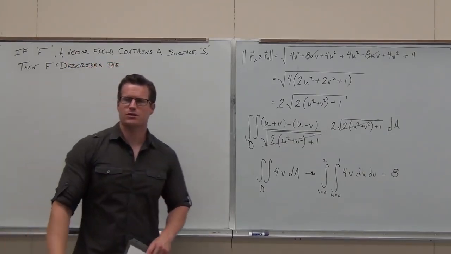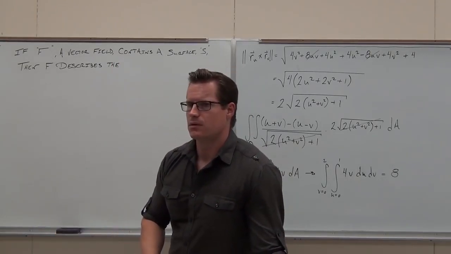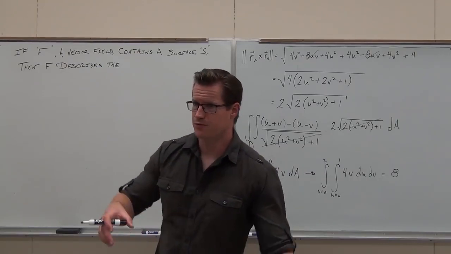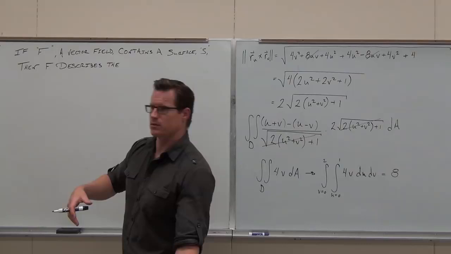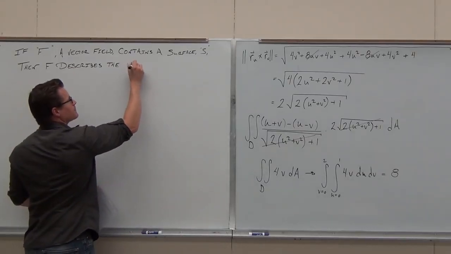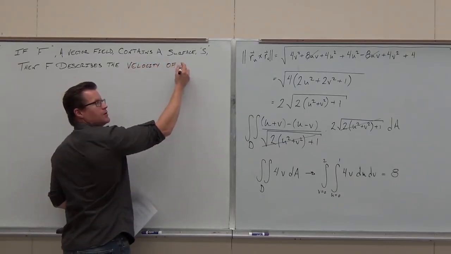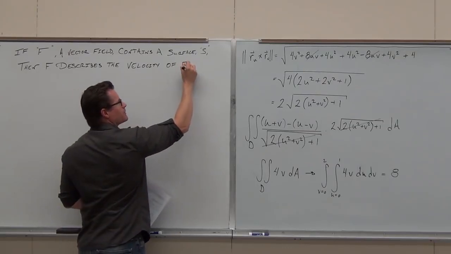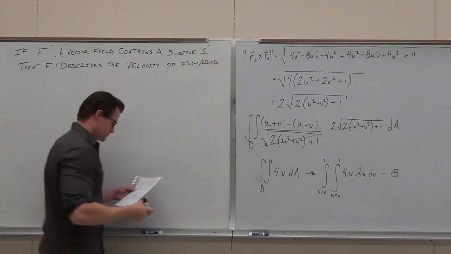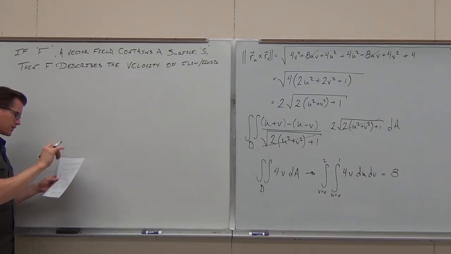Why am I using the word velocity? What two things does velocity have? Speed and direction. Good. So basically just a vector. So vector fields describe velocities. That's what they do. So what F describes, the vector field describes, is the velocity of the fluid or the flow, however you want to think about that, at any point across the surface.